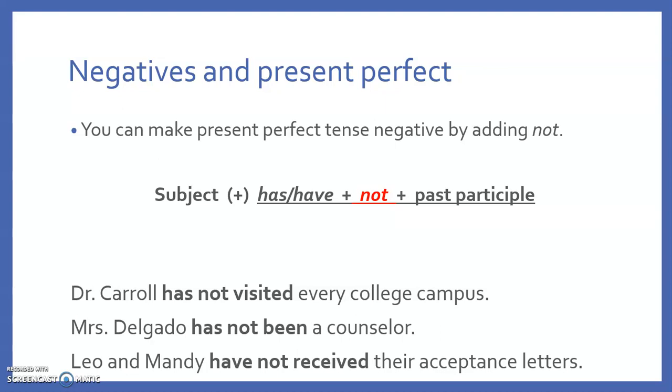You can make present perfect tense negative by adding not. To do this, add not between has or have and the past participle. For example, Dr. Carroll has not visited every college campus. Mrs. Delgado has not been a counselor. Leo and Mandy have not received their acceptance letters.